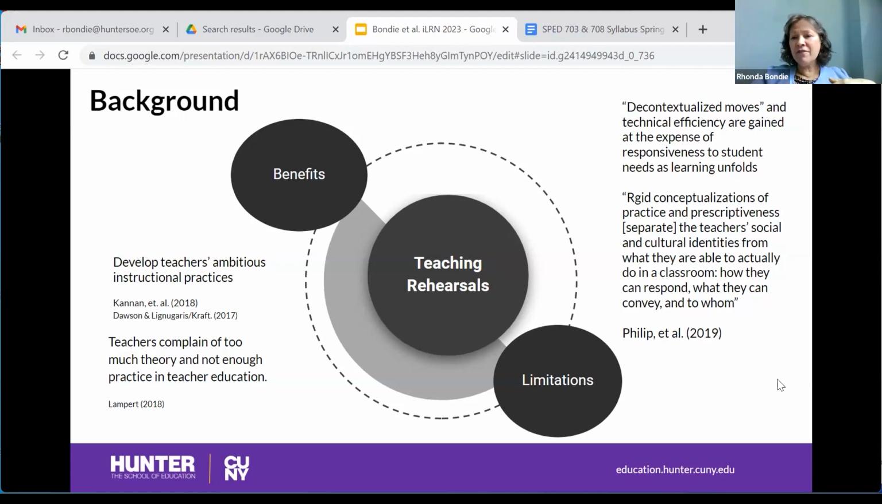So technical efficiency might be gained at the expense of responsiveness to student needs as learning unfolds, or rigid conceptualizations of practice and prescriptiveness may separate teachers from their own social and cultural identities and may result in kind of rote teaching in the classroom versus presence and responsiveness.